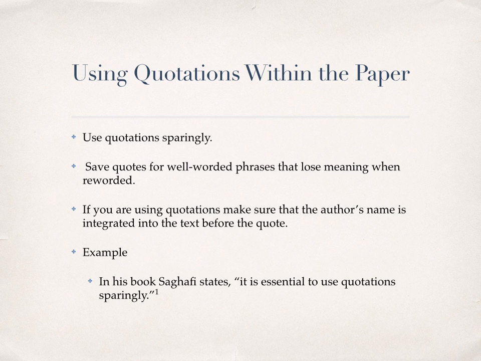Using quotations, right? Use quotations sparingly. Save the quotes for well-worded phrases that lose meaning when reworded. If you're using quotations, make sure the author's name is integrated into the text. For example, in this book, Sagafy states, open quote, it is essential to use quotations sparingly, period, close quote, and a superscript number one to cite where you got this information from. You could say Jacobs et al. describe the virus particle as, open quote, marvelous, close quote, if that's what you want to say.